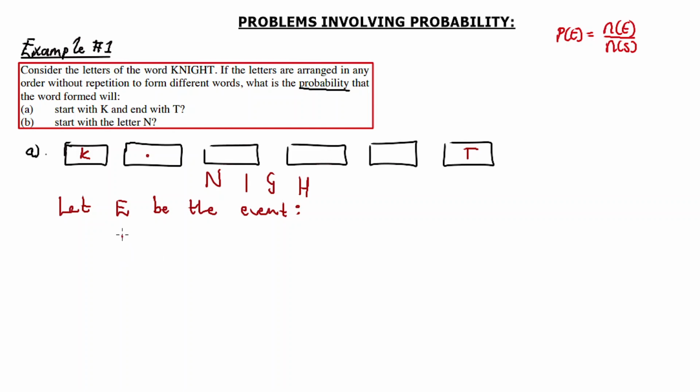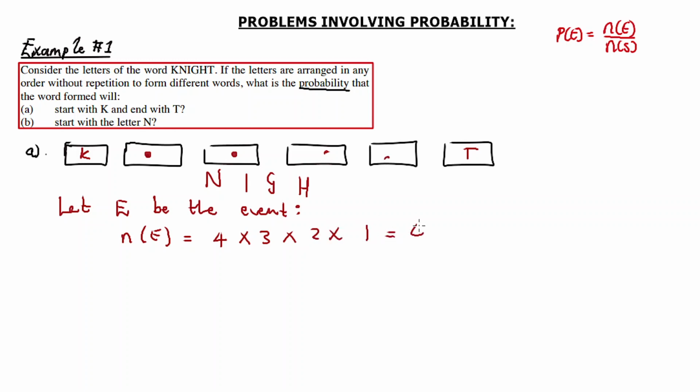So the number of outcomes for event E, where the word starts with N and ends with T. The event does not always have to be named E. It can be A, B, C, or D. It's up to you. I choose E. So the number of outcomes in event E: we apply our rule number 2 for the word that starts with N and ends with T. So for the first block, how many choices do I have? How many letters do I have to choose from? 4. So it's 4 times, for this block it's 3 choices, for this one it's 2, for this one it's 1.